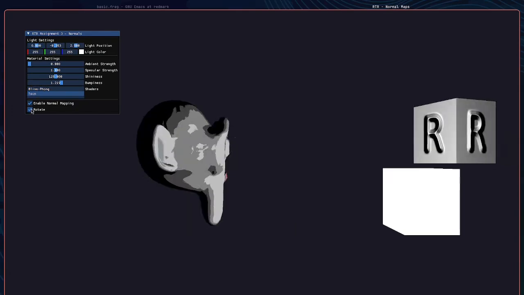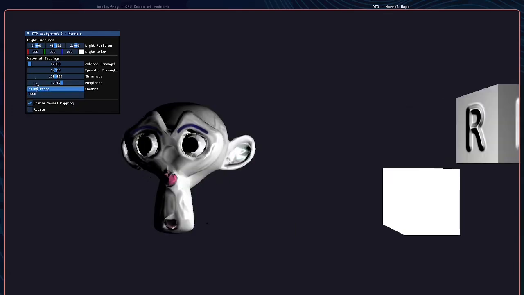Notice how specular highlights follow the surface details. The normal map directly influences where the highlight appears, creating the illusion of three-dimensional surface features.